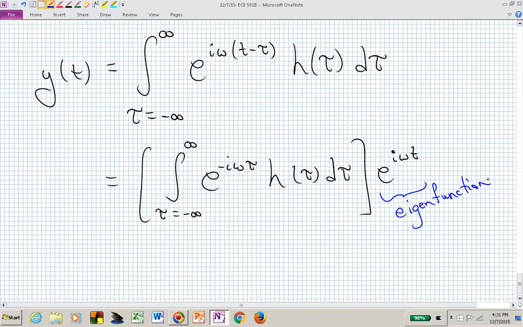This function is now our eigenfunction. If you perform this integration with respect to tau, what's going to happen? What are you going to get? Let's say you fixed omega at 10 radians per second. Now you have e to the minus i 10 tau scaling or weighting your impulse function, h of tau. What's the result of that?